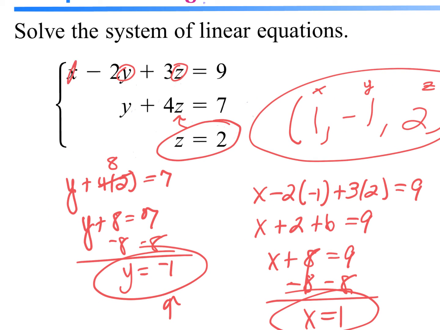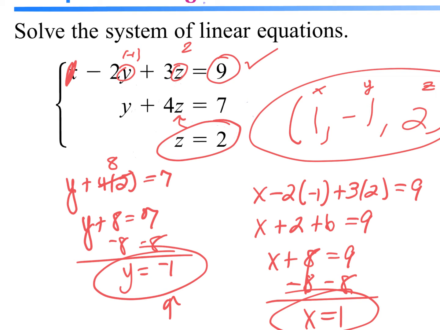Look, if I put a 1 here, a -1 here, and a 2 here. I have 1. What's negative and a negative? Positive, right? So 1 plus 2 is 3, right? Plus 3 times 2 is 6. So 3 plus 6, does that give me 9?